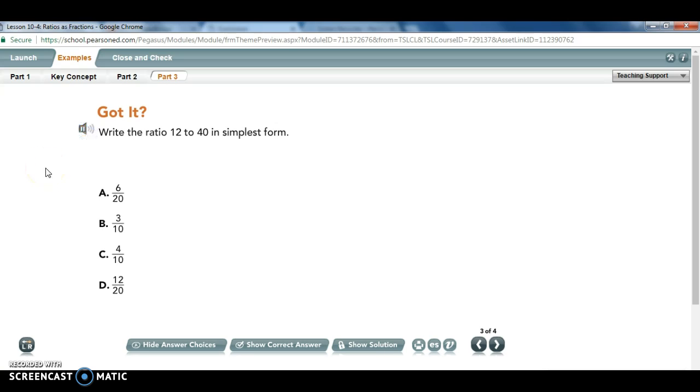Write the ratio 12 to 40 in simplest form. The correct answer is B, 3/10 or 3 to 10. 12 to 40, they're both divisible by 4. 4 is the greatest common factor, so 12 divided by 4 is 3. 40 divided by 4 is 10, and you cannot simplify that any further.